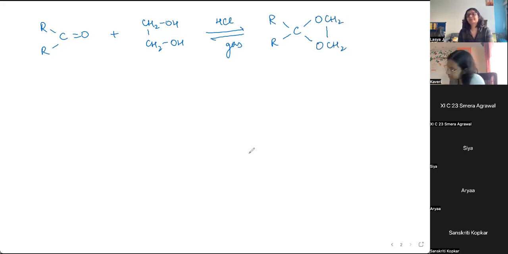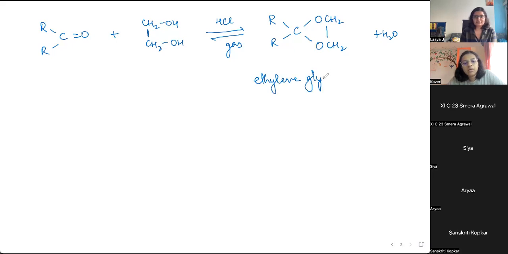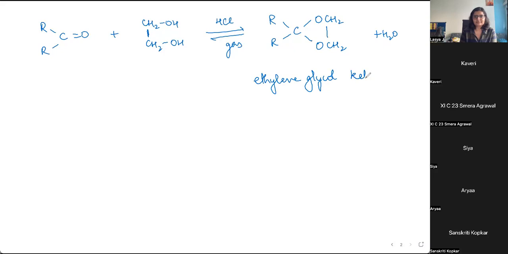Can you go back one? Oh, okay, OR dash, yeah. Because it's a glycol, since both the OH groups are there, you end up getting this sort of a cyclic structure, with H2O lost. This particular structure is called ethylene glycol ketal.